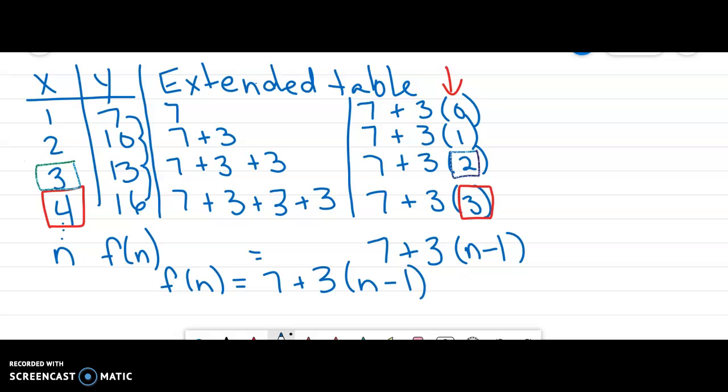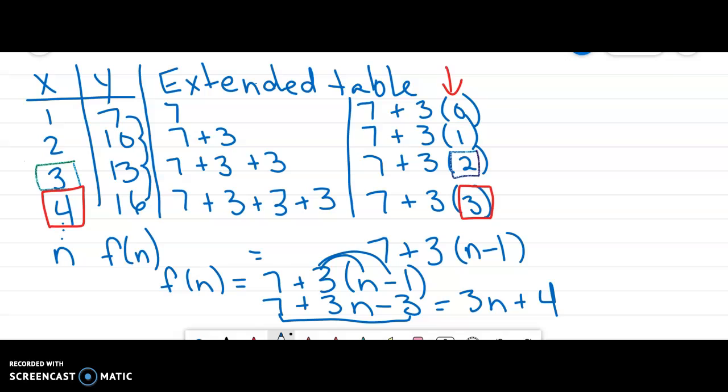That is one way to do it. And you'll notice what happens if you clean this up and distribute your 3: you would get 7 plus 3n minus 3, which equals, combining the 7 and the negative 3, 3n plus 4. So another way you could write it is f of n equals 3n plus 4.